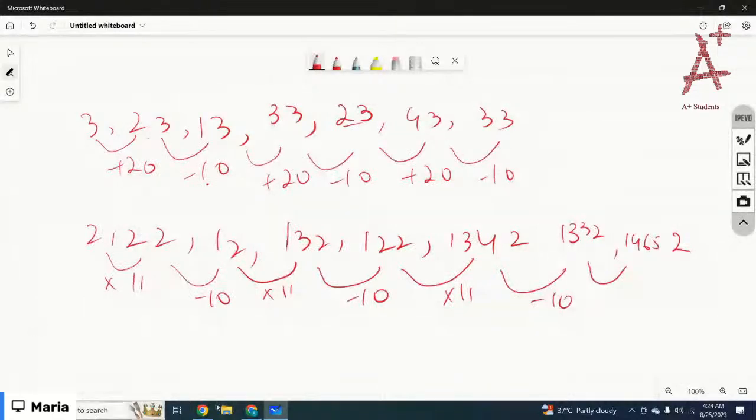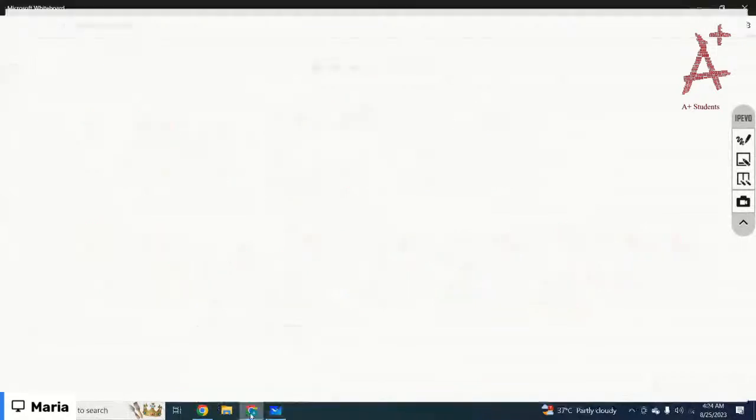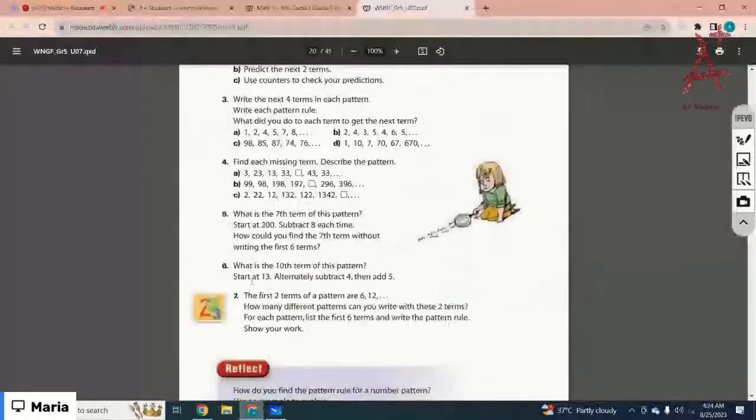Okay. The next one is, what is the seventh term of this pattern? Start at 200, subtract 8 each time. How could you find the seventh term without writing the first 6 terms? Okay, you have to start at 200.